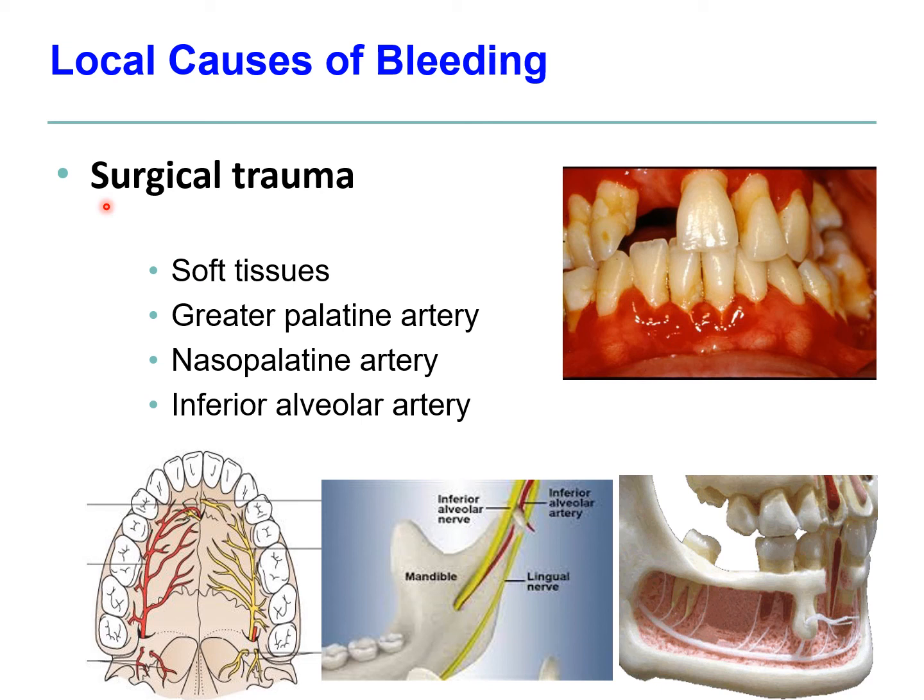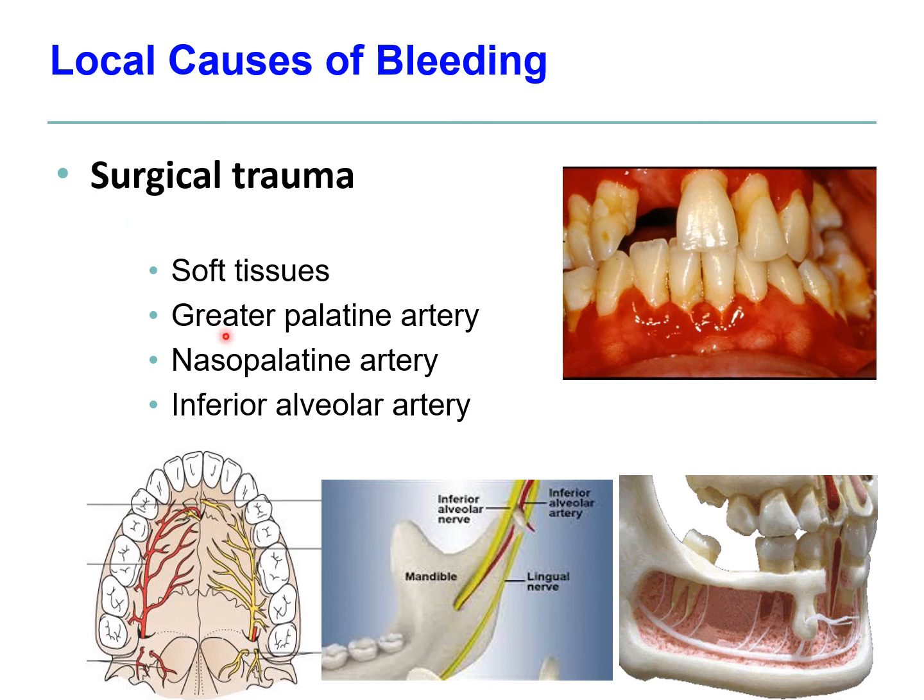Local causes of bleeding include surgical trauma to the soft tissues as well as to named blood vessels in the oral cavity. Soft tissue is particularly relevant to you as a DTH. You would have observed that when providing operative treatment to patients with acute gingivitis, the tissues tend to bleed more profusely due to acute inflammation, and you should take appropriate measures to minimize inflammation before you undertake operative periodontal treatment.